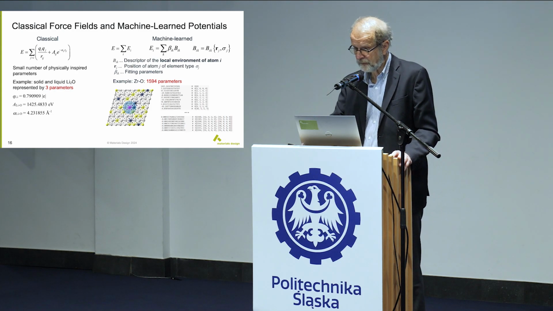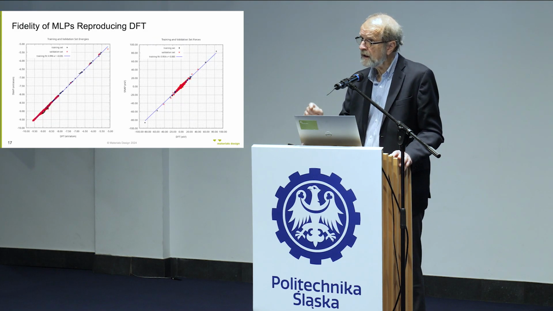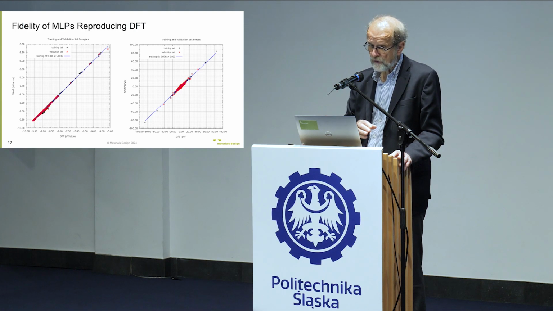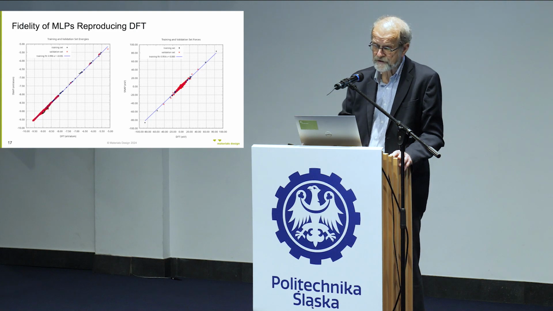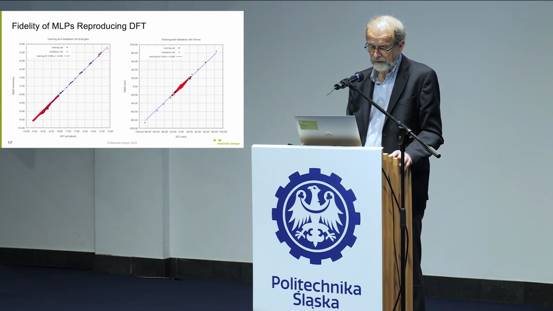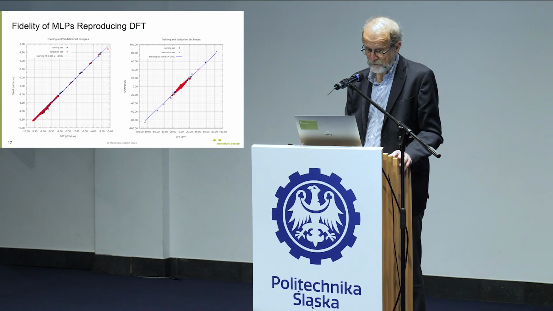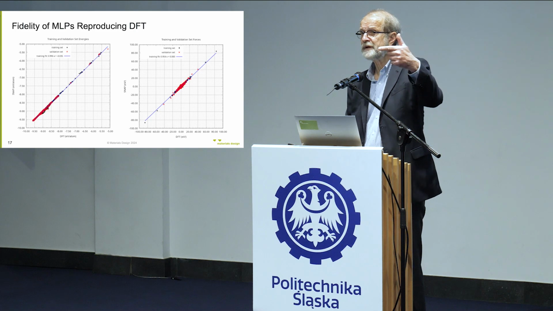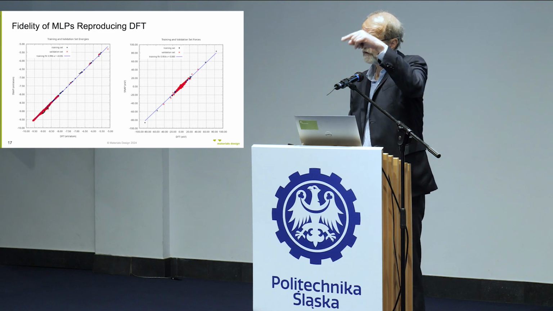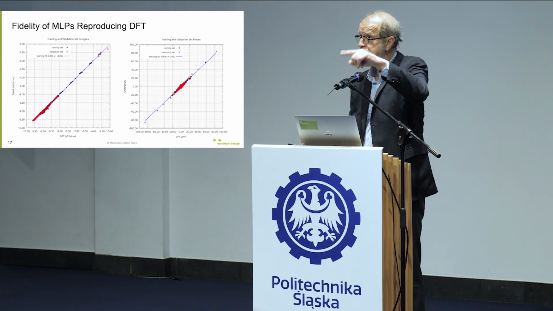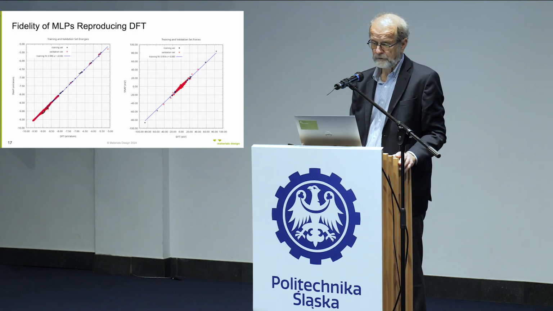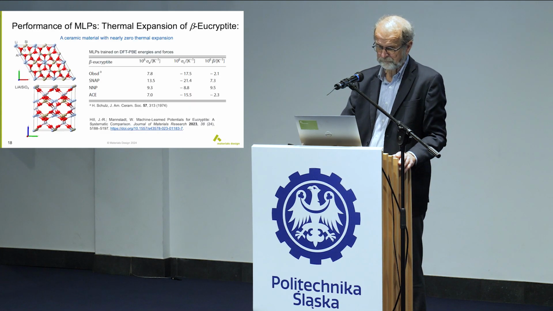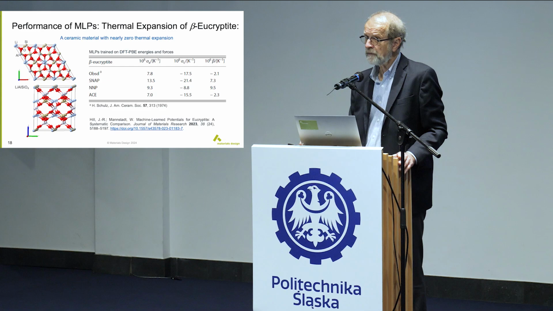But it works, and these potentials reproduce remarkably well your training set and a validation set. So typically you plot your values from the potentials versus DFT values for the training and validation. Validation means that you're taking structures that are not explicitly in the training set and see how well it predicts that. And you see it's wonderful. So how well does it work?